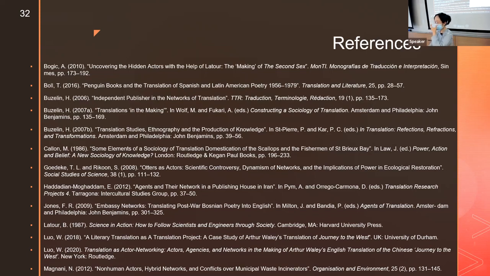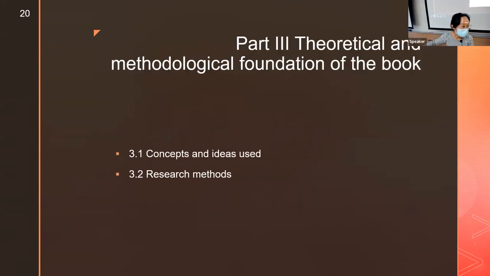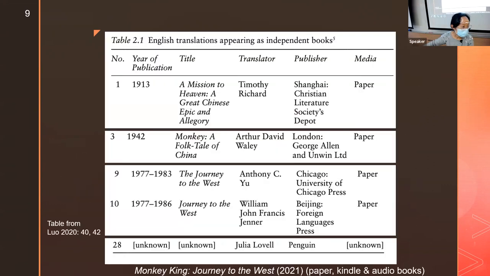he also thought that previous translations may have had different purposes, the translators may have had different purposes when they were translating. For example, Timothy Richard's, what's the title of that? I think we can still find it here. A Mission to Heaven. I think when Timothy Richard translated this, he had a religious purpose. Yeah, and also Arthur Waley, he had a completely different purpose.